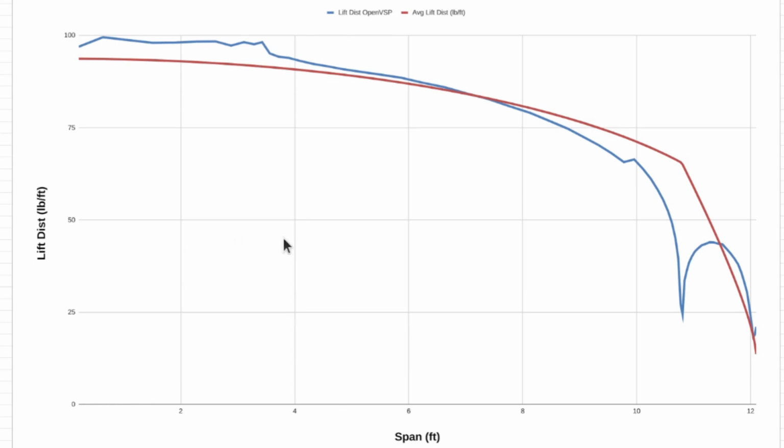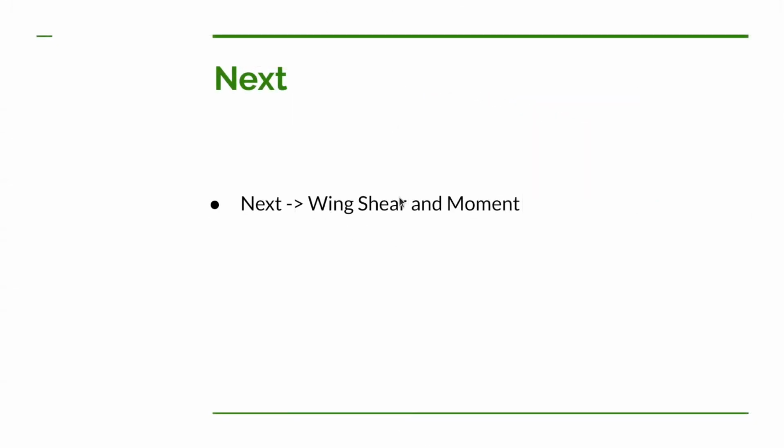Now the next thing to do is to come up with that bending moment and our shear along the wing. Now I had wanted to include the wing shear and wing moment in this video, but we've gotten way too long, and so I'm going to do that in the next video.